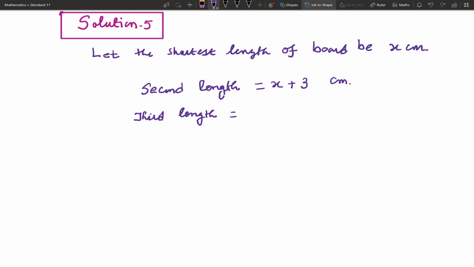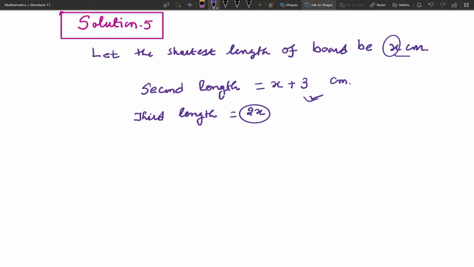So second it is x plus 3, and for the third one, third length is to be twice as long as the shortest. So it is twice the shortest, 2 times x. So first it is x, second it is x plus 3, and third length is 2x.